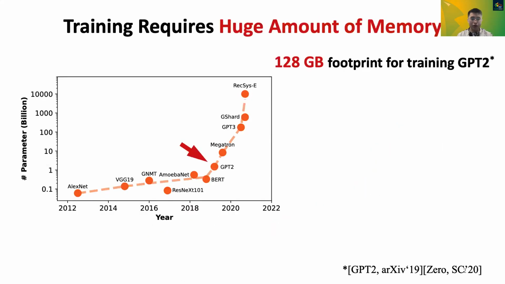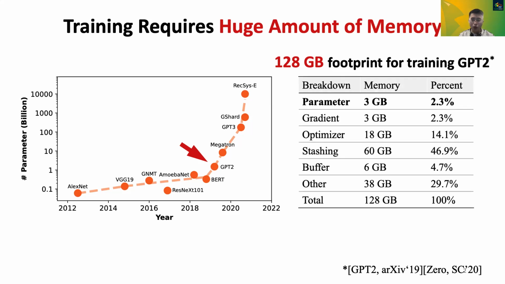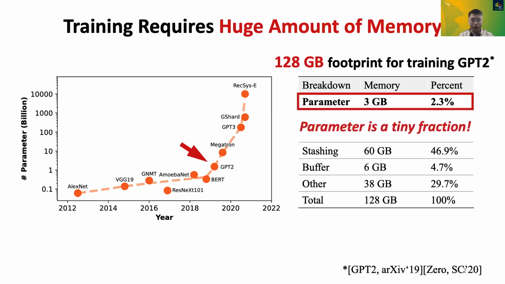As model size grows, they become harder to train, especially as they consume a huge amount of memory. Training the GPT-2 of 1.5 billion parameters already requires 128 GB memory. This is because when we break down the memory requirement, we can find that parameters are only a tiny fraction of the total memory usage.